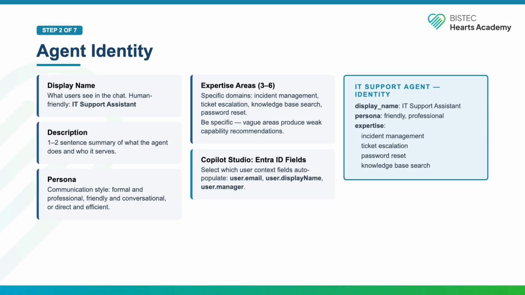Step 2 is where you give your agent a personality and a professional profile. This is the fun step, but it has real downstream impact. The display name is what users see in the Teams or Copilot Studio chat interface. Make it human-friendly: "IT Support Assistant," rather than "it-support-agent." The description is a 1 to 2 sentence summary that also appears in discovery surfaces and admin portals.